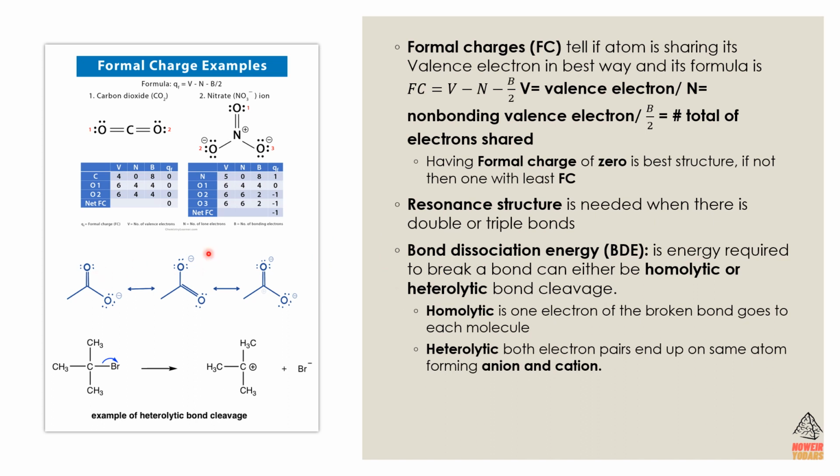Next, you have bond dissociation energy, BDE. BDE is the energy required to break a bond, and it can be homolytic or heterolytic bond cleavage. Homolytic is when one electron of the broken bond goes to each atom. So they both shared an electron each, and they both get their electrons back. But with heterolytic, let's say you have an NaCl bond, and now the bond is broken. This is positive, this is negative. Na just gives up its electron, Cl takes the electron, and it becomes a cation and an anion.